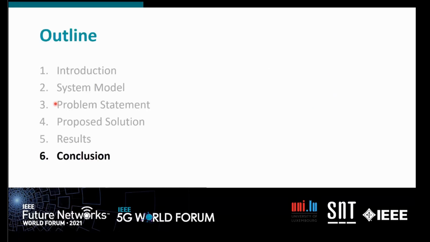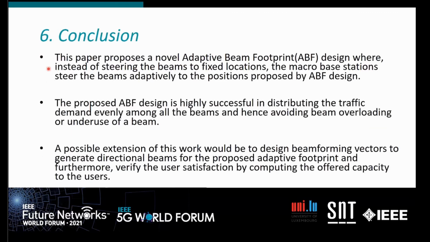That brings us to the conclusion part of this presentation. This paper proposes a novel adaptive beam footprint design where, instead of steering the beams to fixed locations, the macro base stations steer the beams adaptively to the positions determined by the adaptive beam footprint design. The proposed ABF design is highly successful in distributing the traffic demand evenly among all the beams, and hence avoiding beam overloading or underuse of the beam.